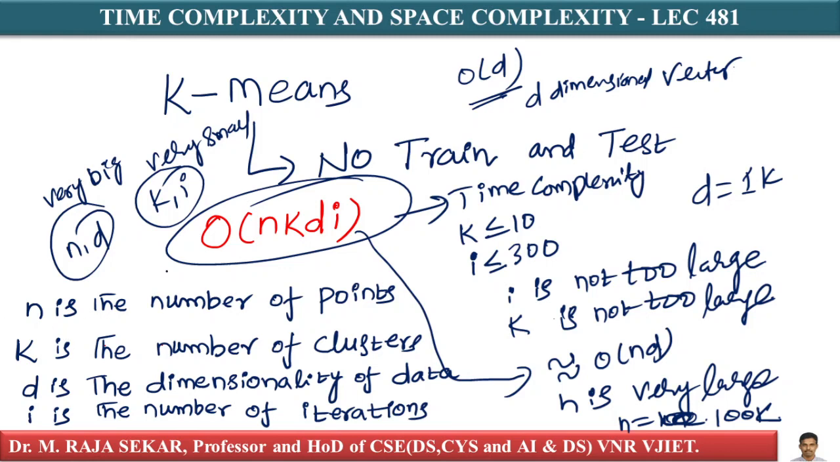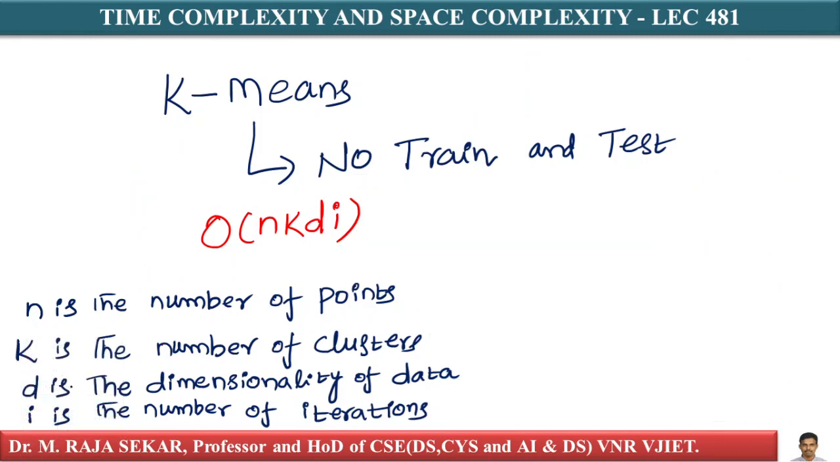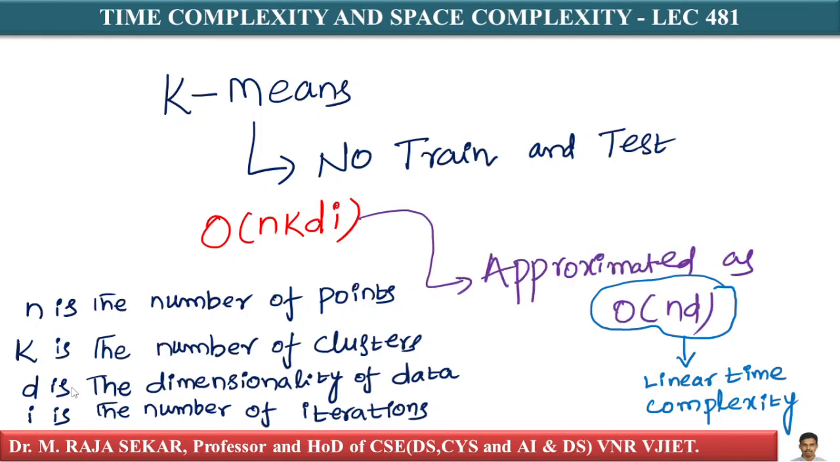That's what it says, isn't it? Order of nd is said to be still linear. This order of nd is linear time complexity. This is still linear in time complexity because it is linear in the number of points and the number of dimensions.